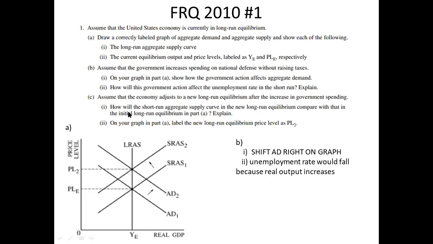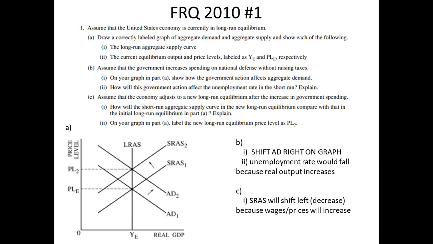Moving on to C. Assume that the economy adjusts to a new long-run equilibrium after the increase in government spending. How will the short-run aggregate supply curve in the new long-run equilibrium compare with that in the initial long-run equilibrium? In part A, explain. The answer there, it's going to shift to the left. We have it drawn graphically here. Basically, what this asks you to do is say what's going to happen and then do it on your graph. So that's what you're doing here. First part, it's going to shift to the left because wages, prices are going to increase. We are beyond full employment. More people have jobs, more people have money, more people are spending.